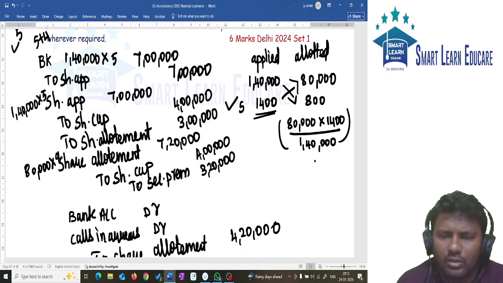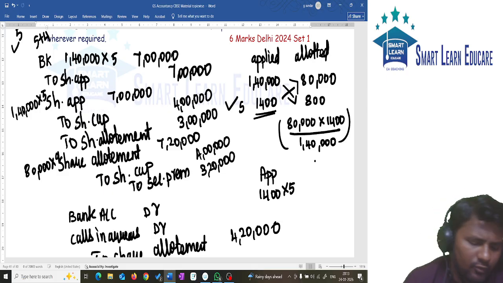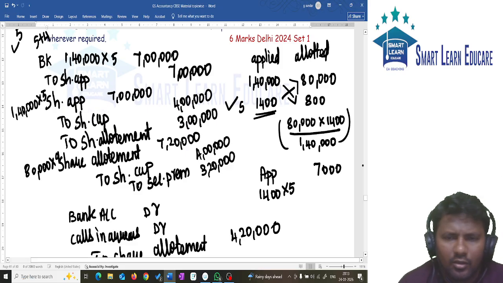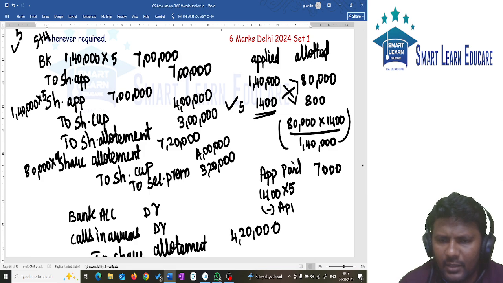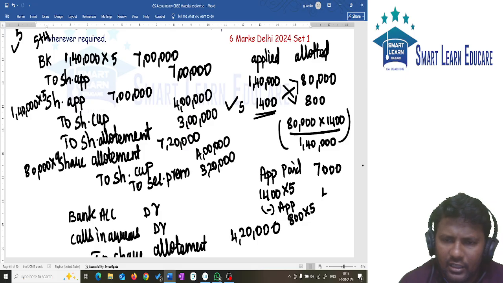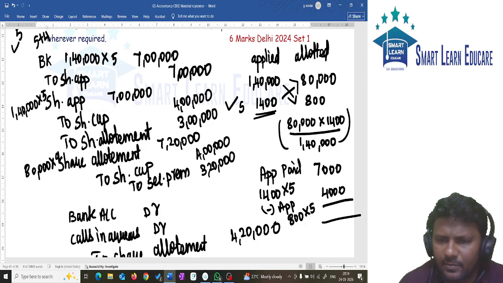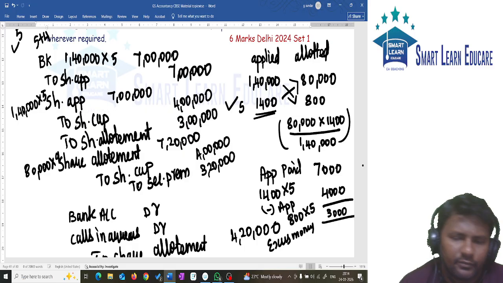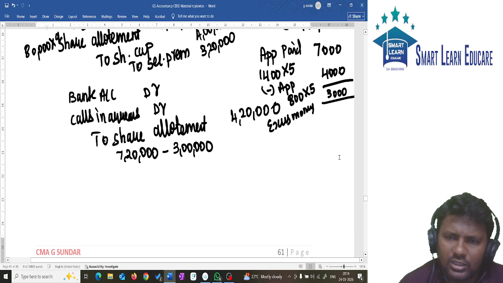1,400 shares. See, what is the application money we paid? 1,400 shares into 5 rupees, 1,400 into 5. He paid 7,000 as application money. Okay, this is the money paid. But what is the money he is supposed to pay for application? He is allotted only 800 shares. 800 into 5 is 4,000. He has paid excess money. What is the excess money paid by him? 3,000. This 3,000 will be adjusted towards allotment.